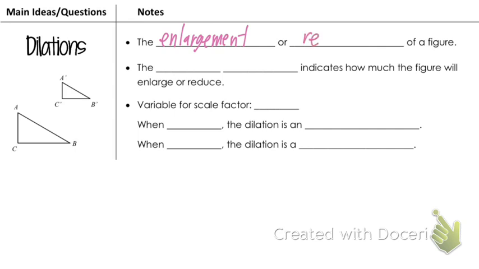or reduction of a figure. So it's getting enlarged or reduced. It's getting bigger or smaller. We have this thing called the scale factor, which indicates how much the figure will enlarge or reduce.